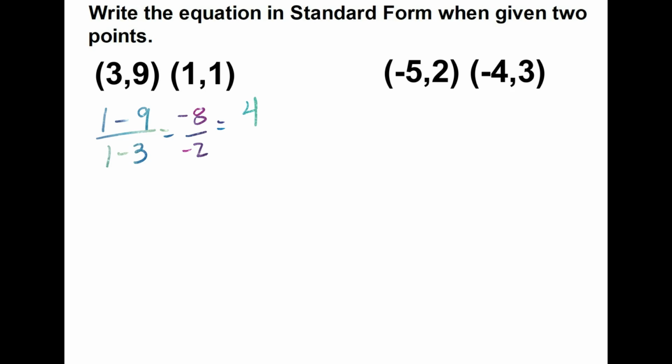I'm going to use point slope form. So I'm going to pick a point, 1, 1, pick my slope of 4, and then I'm just going to... Chiche loved this last year. Shout out to Chiche. I miss Chiche.